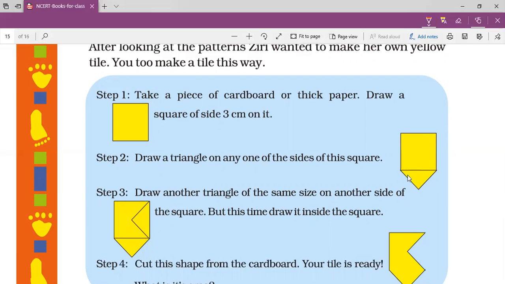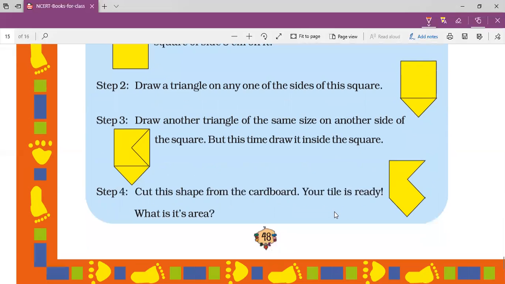The first triangle was drawn outside of the square, and now the other triangle was drawn inside of the square. So the shape will be like this. Cut this shape from the cardboard. Your tile is ready. What is its area? Now what do you have to do? Just see what we have done.